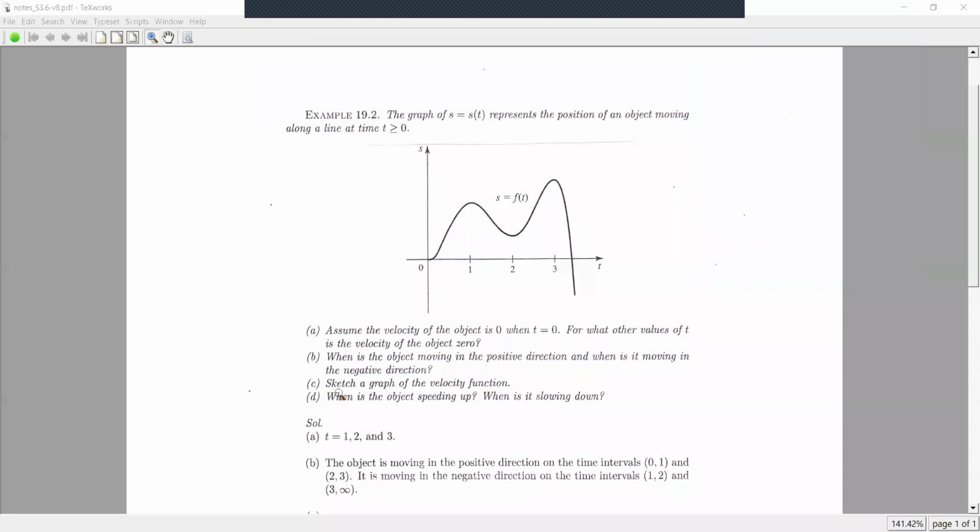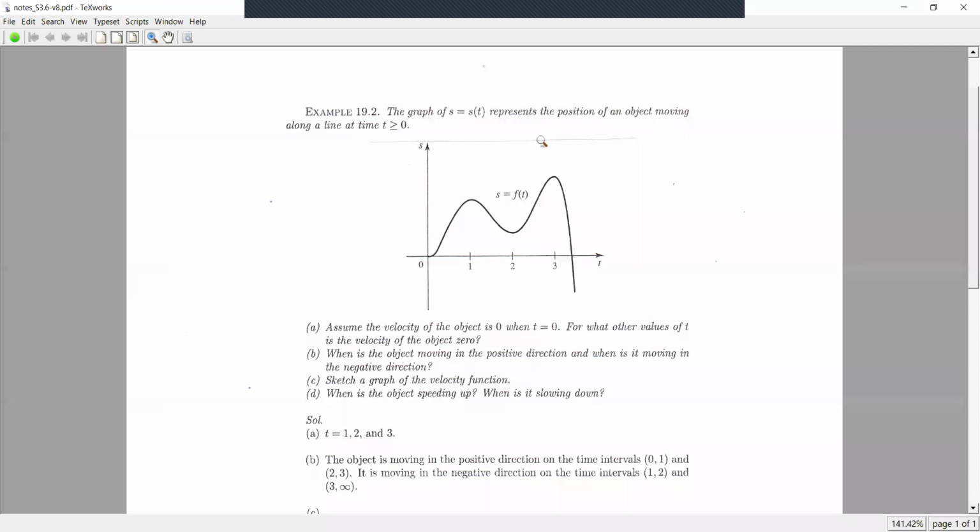Part C. Sketch a graph of the velocity function. Because velocity is the slope of a tangent line, in part C we need to sketch a graph of the slope of the tangent line to this curve. For the convenience of my presentation, let me copy this figure here.